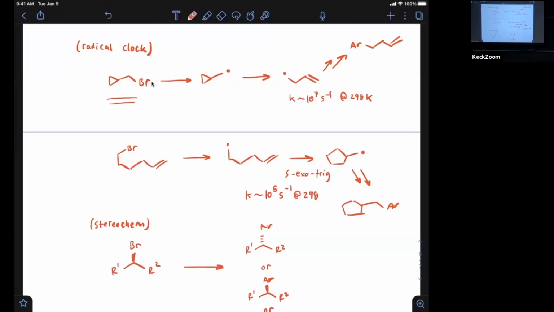therefore, two possibilities are now on the table. One is there's no radical involved. The other is that a radical is generated, but the rate of recombination is faster than the second order rate constant for recombination, such that the overall rate ends up being faster than roughly 10 to the 7 per second. So sometimes in the literature, people are a little bit careless with that interpretation.